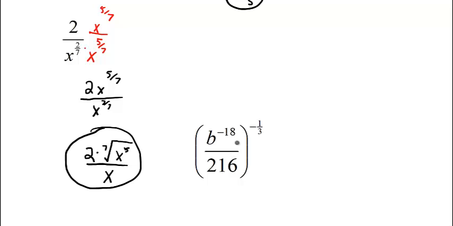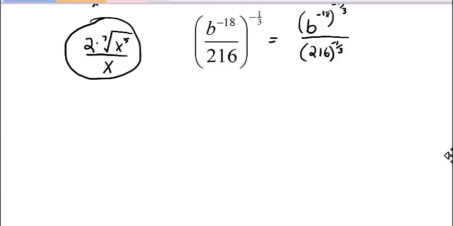Now in this final example problem, we have something a little bit different going on, because we're raising everything in parentheses here to the -1/3 power. So just like I said, raise everything to the -1/3 power. I'm going to write this starting out as b to the -18th power, and that's going to be to the negative 1/3 power. And then down here in the denominator we've got 216, raised to the negative 1/3 power.